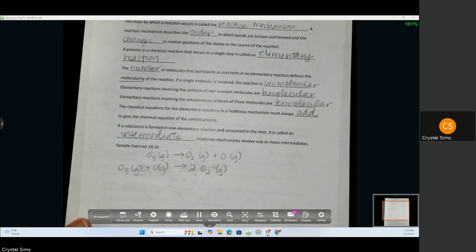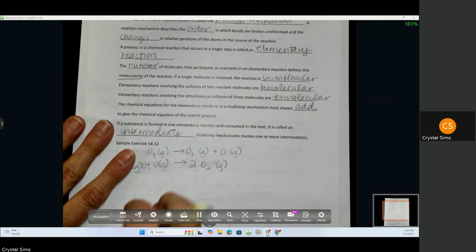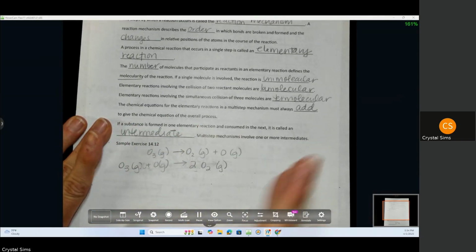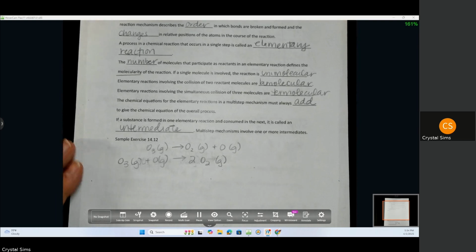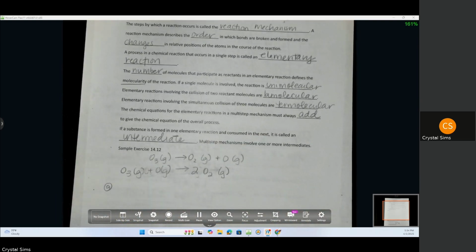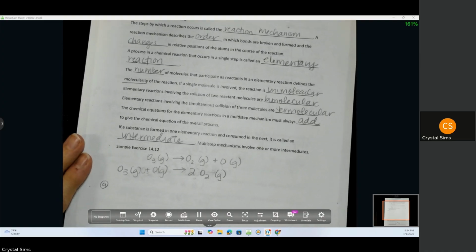Okay, so there's our proposed two-step mechanism. And so the first thing wants to know, what is the molecularity of each elementary reaction in this mechanism? So what is the molecularity?